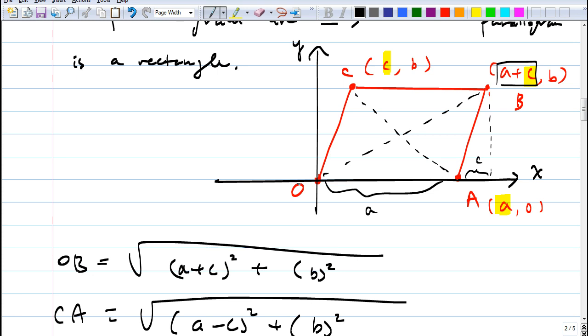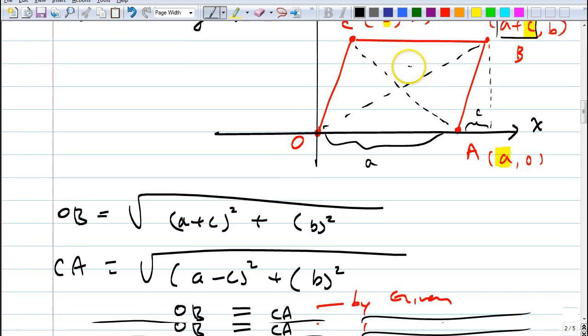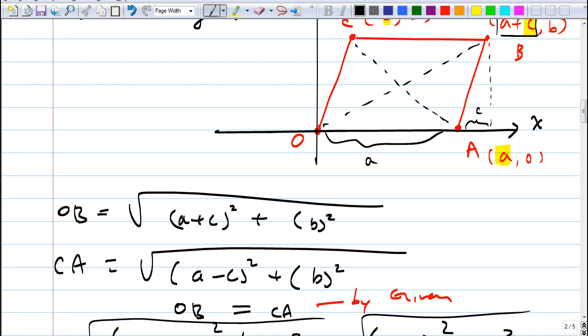What about C? What happens if C is 0? If C is 0, then this becomes 0 comma B, which will be right here. What would this be? A comma B, so don't you get a what? Rectangle. So that's how that works out.